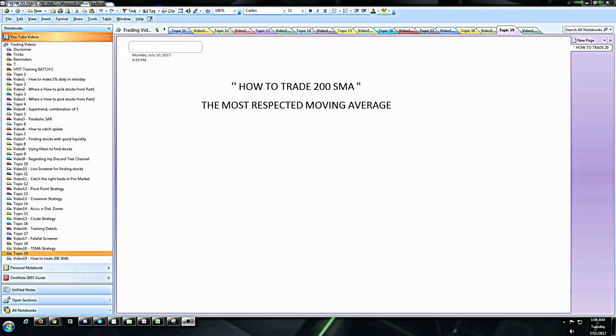So today we are going to discuss a simple moving average that is being respected by almost all the stocks. And that simple moving average is the 200 simple moving average. Now this moving average is considered to be the strongest amongst all the moving averages. So the funda still remains the same about going long or going short.